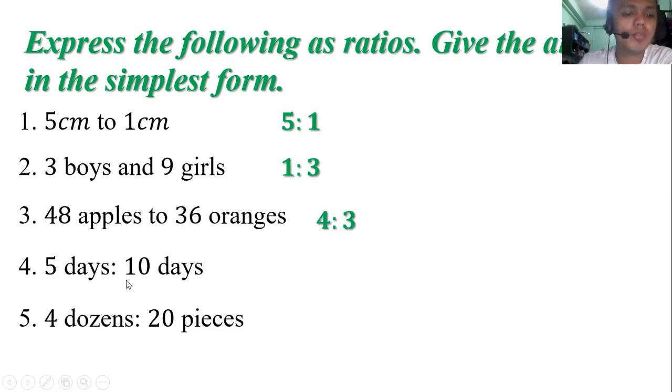Then number 4, 5 days to 10 days. 5 is to 10. What is the lowest term? We have 1 is to 2. Next, number 5, 4 dozens to 20 pieces. What will be the ratio of this? If we have 4 dozens, we multiply by 12. 4 times 12, we have 48 pieces. So the ratio here is 48 is to 20, and the lowest term is 12 is to 5.